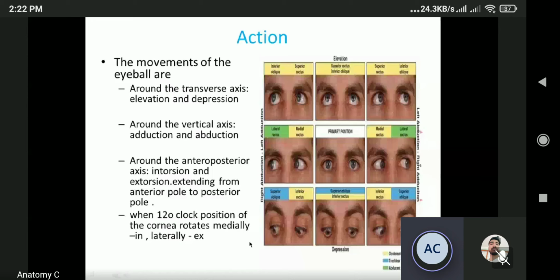Are you clear about the movement and the axis? Around the transverse axis, elevation and depression occur. If this is the vertical axis, abduction and adduction. In the anteroposterior axis, you can get intorsion and extorsion. Please be familiar with this: elevation, depression, abduction, adduction, intorsion and extorsion.